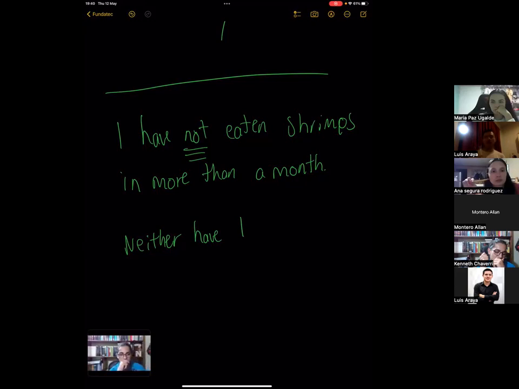Porque recuerden que neither ya viene negativo. Desde que nació viene negativo. Por eso no ocupo nada más. Es importante que manejen los tiempos verbales, chiquillos. Porque si ustedes dicen una oración y utilizan otro auxiliar, entonces that is ungrammatical. Por ejemplo, si yo le digo a Maripaz, I have not eaten shrimp in more than a month, y me dice, neither did I. Eso está mal porque me está cambiando el tiempo verbal de presente perfecto a pasado simple. Entonces, si quieren sonar bien cool, tienen que mantenerme el tiempo verbal.